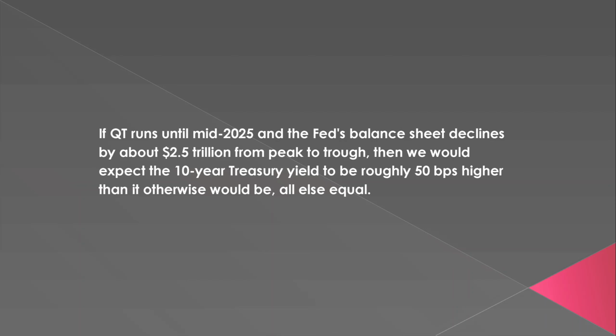Estimates vary somewhat depending on the study and assumptions, and the actual impact could be a bit larger or smaller than 50 basis points. That said, we think 50 basis points is a reasonable base case. Although this effect is not huge, it is important to keep in mind that this period's QT is taking place as a variety of other factors are also putting upward pressure on longer-term yields.